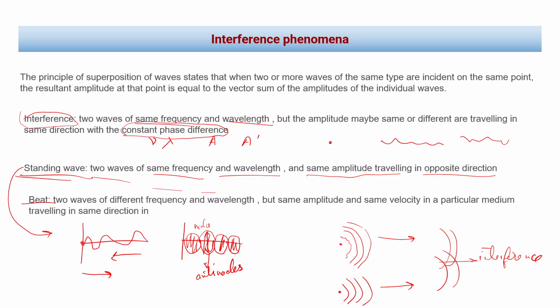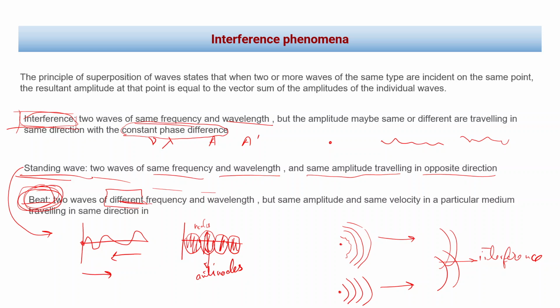Next is beats. When two waves of different frequency and wavelength but the same amplitude and same velocity in a particular medium travel in the same direction, at that time we get beats. So these are different kinds of phenomena, and here we are mainly going to discuss interference and see how interference gives us different observation patterns.